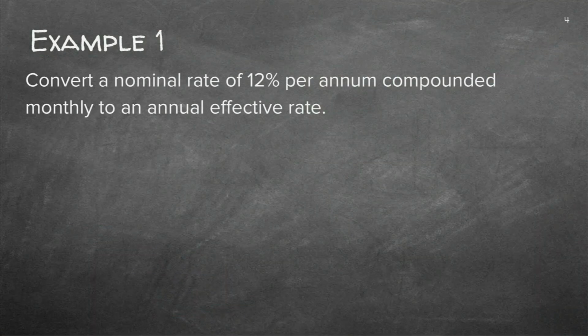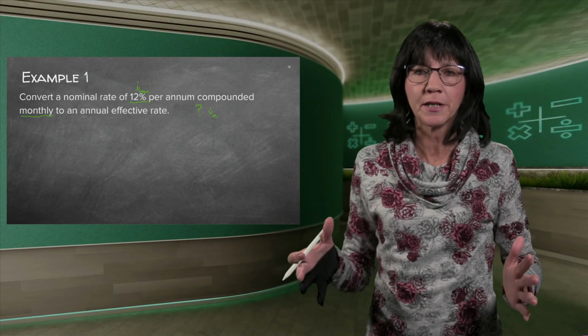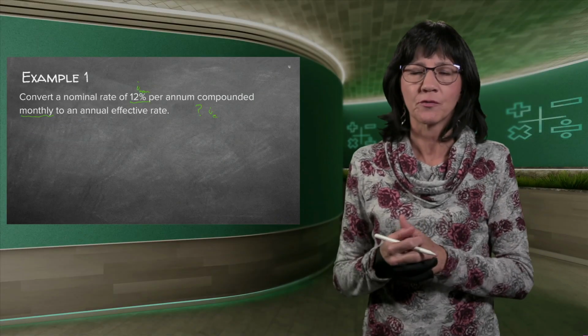Convert a nominal interest rate of 12%, so there's my i nominal, per annum, compounded monthly, to an annual effective interest rate. So they're asking me for the effective interest rate. Now, you will not ever use that in a formula. It's just for interest's sake that we sometimes want to find out effectively what am I really paying per year if they calculate this interest rate monthly.